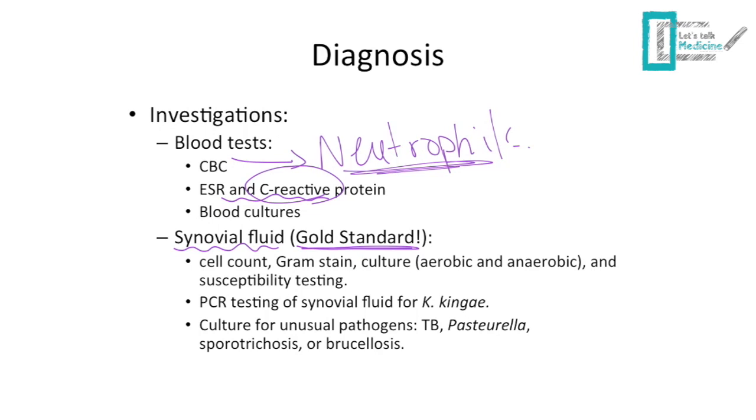When you take the synovial fluid, as we said, this is the gold standard. You will check the cell count, which usually shows a predominance of neutrophils. You should also check the gram stain, the culture, and the susceptibility testing for a better choice of antibiotics. Sometimes you might do PCR for certain organisms like Kingella kingae, but you can also identify through gram stain. Also do cultures for unusual pathogens like TB, Pasteurella, brucellosis, and other atypical organisms.